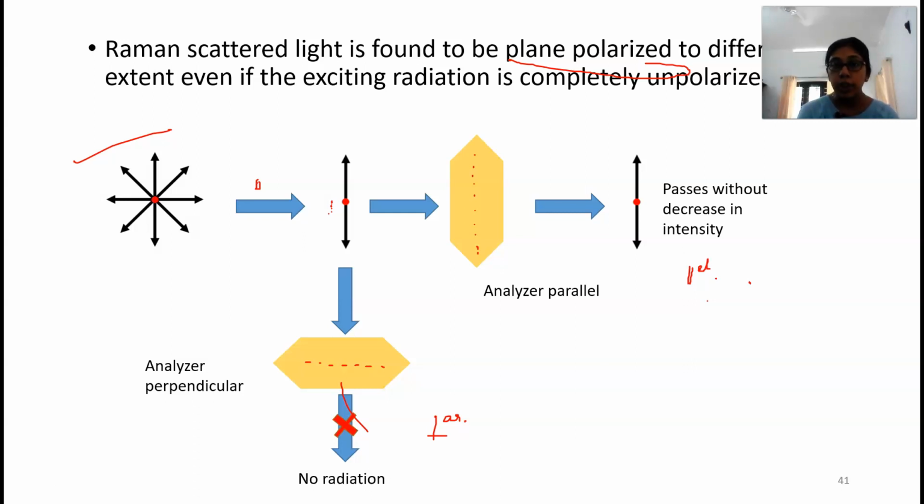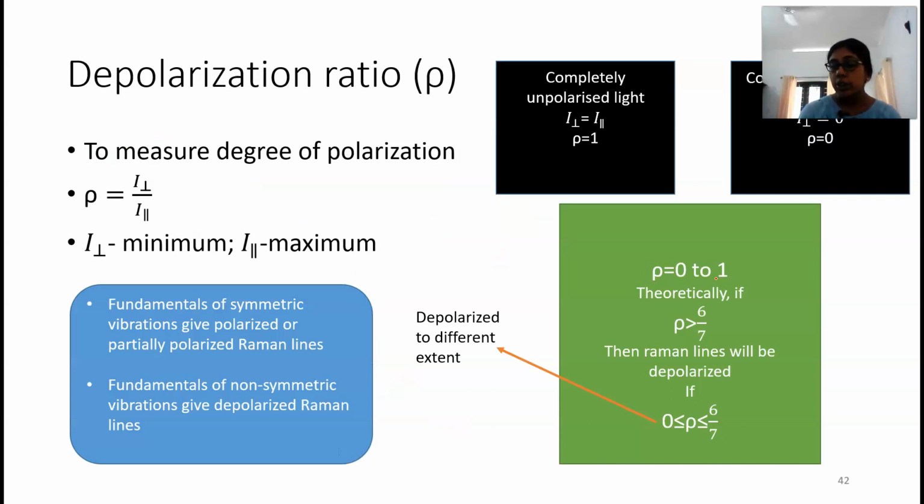We are not saying that it will be completely linearly polarized, but it will be polarized to a certain extent. This polarization can be analyzed using an analyzer, and the ratio of the intensity in parallel and perpendicular directions, when the analyzer is kept parallel and perpendicular with respect to the axis, will give you an idea regarding the particular extent of polarization. We will talk about that in the next slide. That is the depolarization ratio, which is represented using rho.